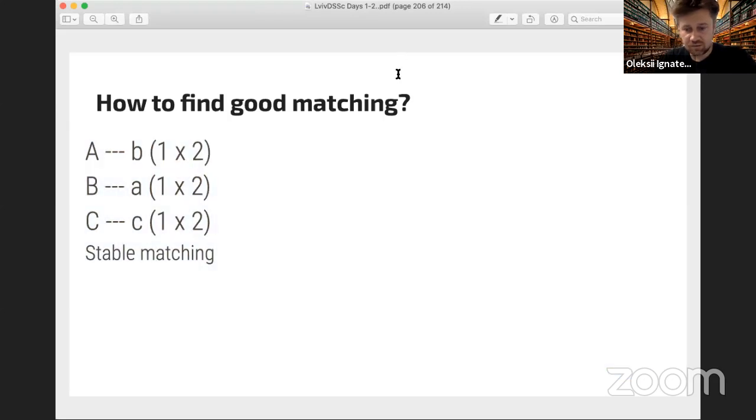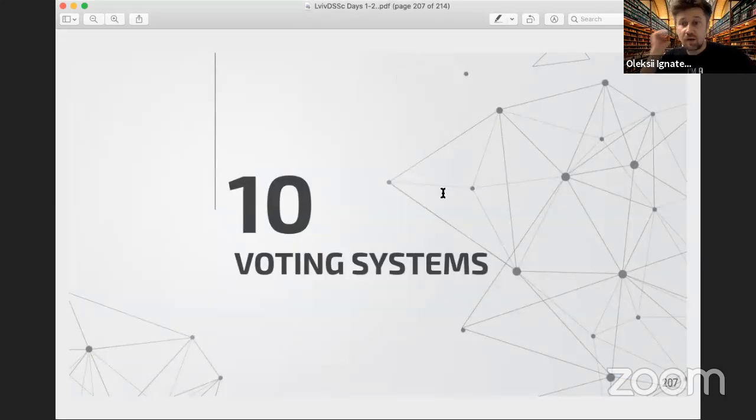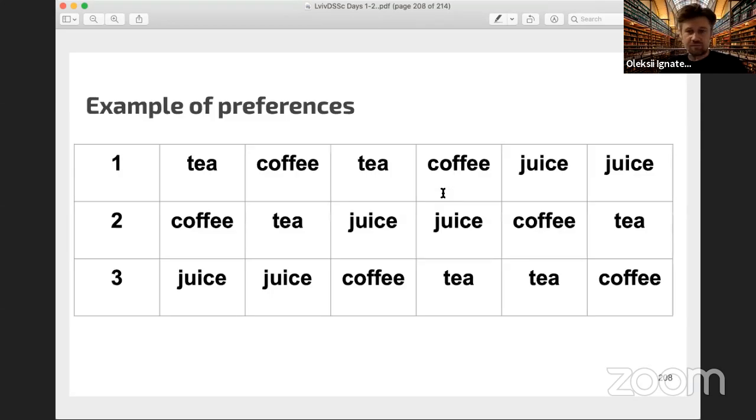And now I think the last topic is about voting systems, because I want to show that game theory is also used for different voting systems, and I think I will finish on this. So what is a voting system from the point of view of game theory? Well, we have some participants, some voters, and each voter has a set of preferences. So, for example, the first voter wants tea in first place, and then coffee, and then juice. And the second voter wants coffee in first place, and then tea, and then juice. And the third wants tea in first place, and then juice and coffee, and so on.